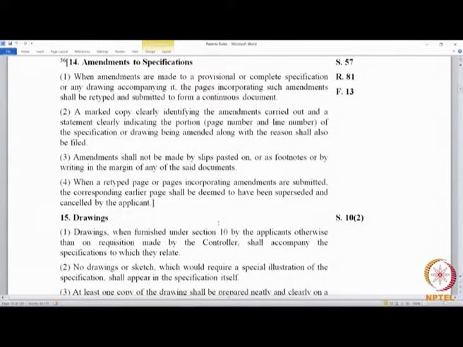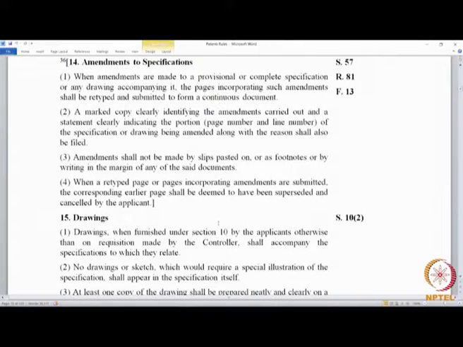14.1 states that when amendments are made to the provisional or complete specification or any drawing accompanying it, the pages incorporating such amendments shall be retyped and submitted to form a continuous document. It's just a procedural requirement that all amendments have to be retyped and submitted so that the document looks like a continuous document, because there are no limits to the number of amendments that an applicant can do while the patent is being prosecuted. So if there are a series of amendments, just to ensure that there is a final form, this requirement casts a duty on the applicant to retype and submit to form a continuous document.